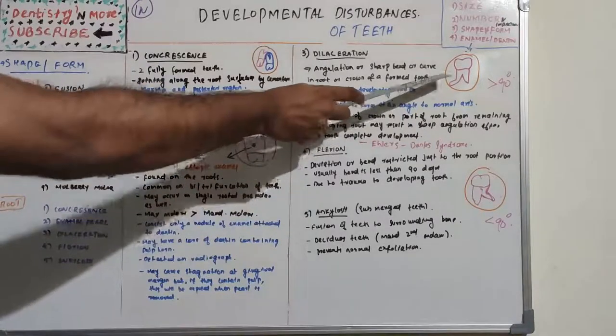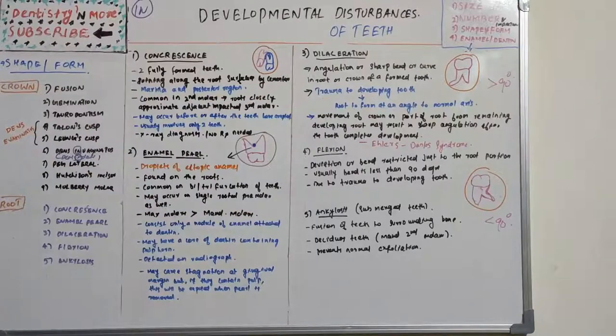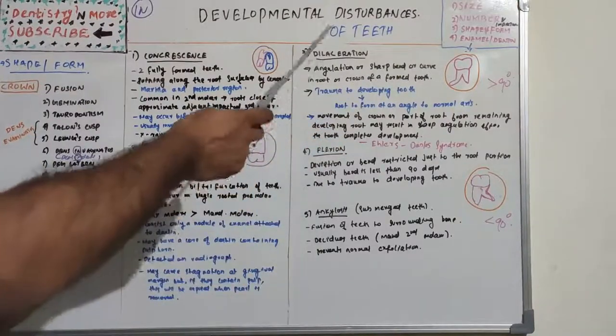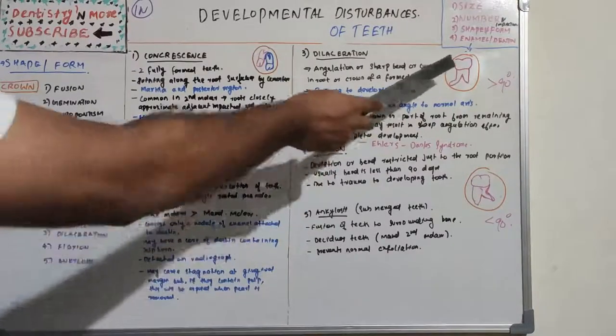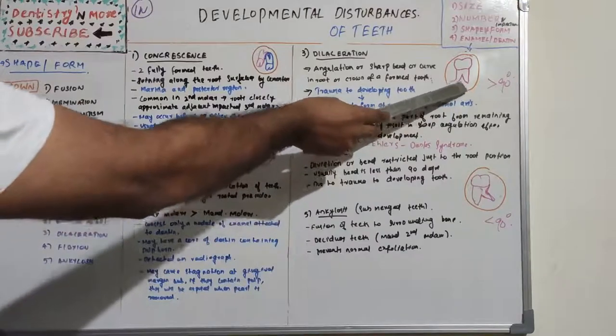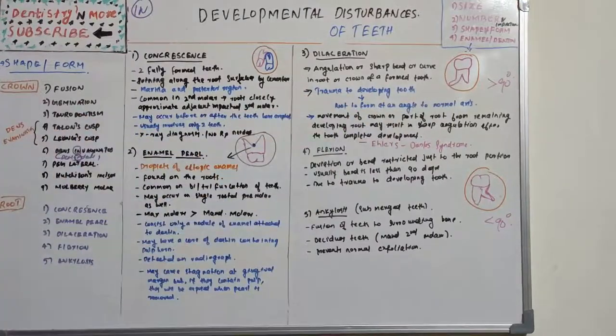Dilaceration is a bending of the root, so an angulation or sharp bend or curve in the root or crown of a formed tooth. Why is it happening? It is due to trauma to the developing tooth. So the root will form at an angle to the normal axis. So this is dilaceration, it forms at an angle.